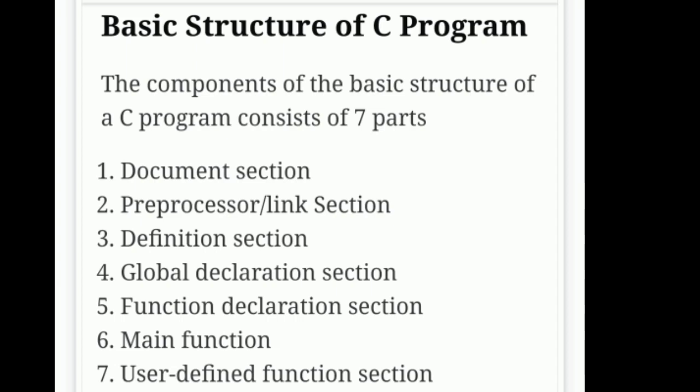The second one is the preprocessor link section. Then the third one is the definition section. The fourth one is the global declaration section, and the fifth one is the function declaration. The sixth one is the main function, and the seventh one is the user defined functions.